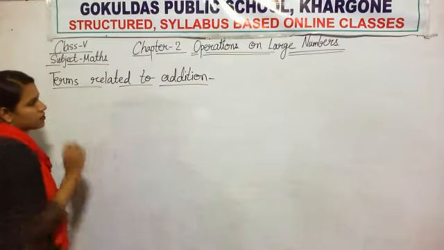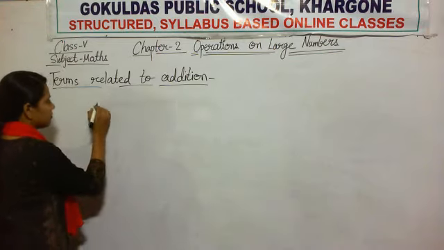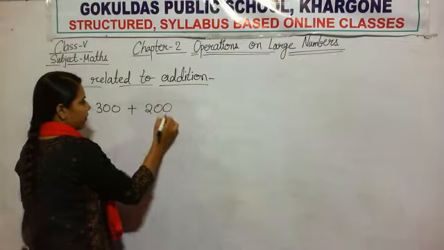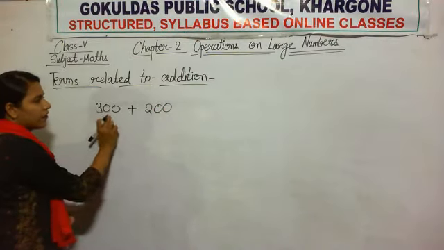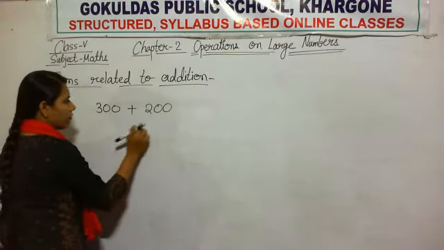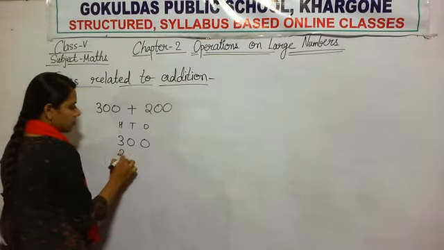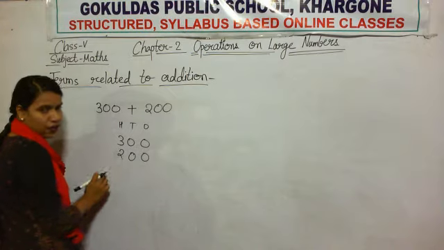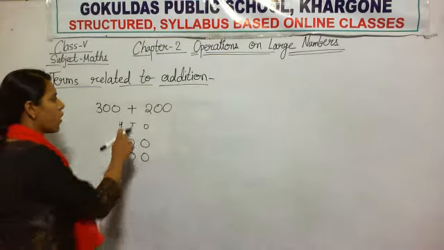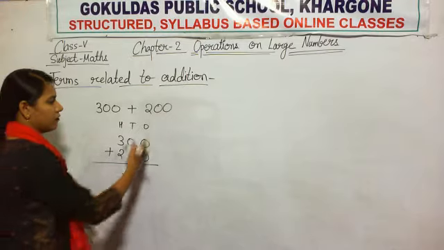Suppose I want to add 2 numbers, 300 plus 200. I want to add 300 to 200, right? So I will arrange these 2 numbers in columns: ones, tens, hundreds. Then which operation are we performing here? We are performing addition, so I will put this plus symbol over here and then I will add.